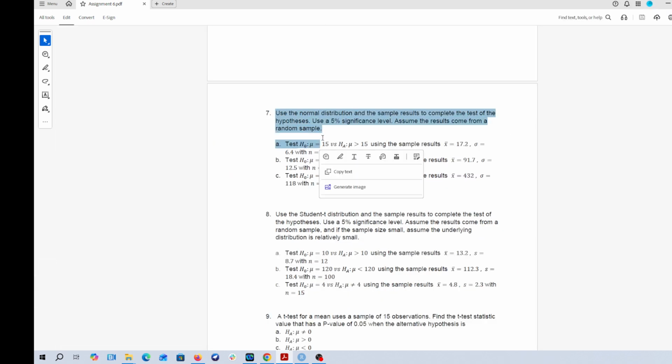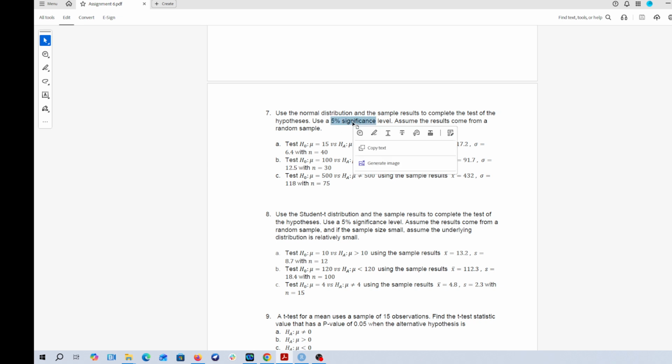We can see this question 7, where we are asked to use a normal distribution and the sample result to complete the test of the hypothesis. We are using a significance level of 5% most of the time, so that when we calculate the p-value and it's less than this value, 5%, we are able to reject the null hypothesis in favor of the alternative. Please try to go through the notes that I sent in the WhatsApp group, so you understand what we're talking about here.